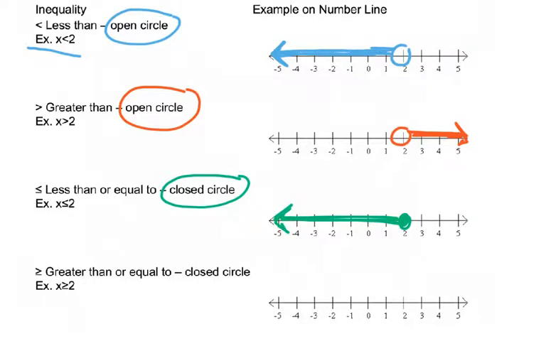And then the last one, we're going to do greater than or equal to. So also a closed circle because it can be equal to 2. And then we're going to shade everything that's greater than 2. Okay? So hopefully that gets some information back in your head if you had forgotten it.